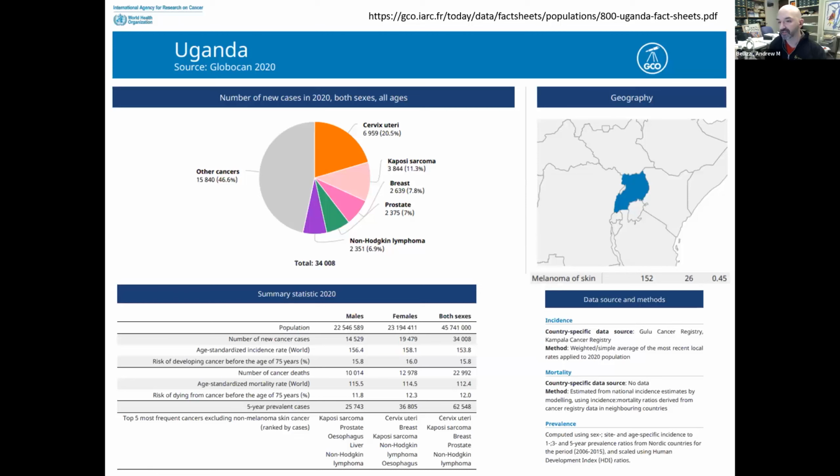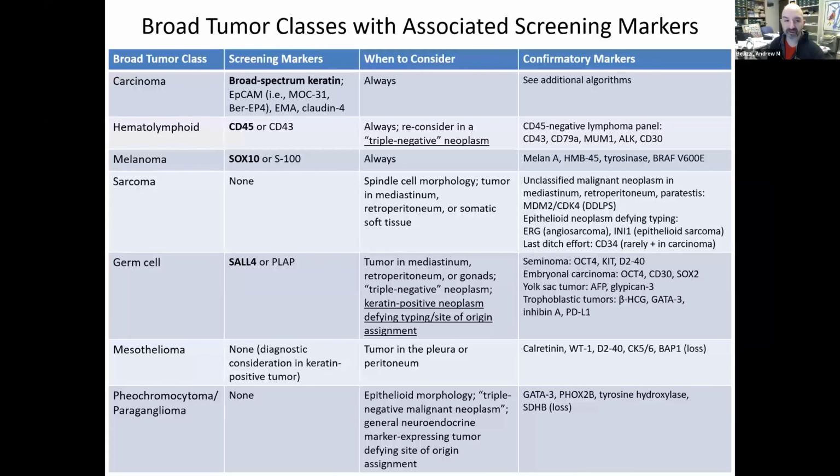One thing that I stumbled upon when I was digging in the weeds, and it's not surprising: in the States, 6% of malignant neoplasms are cutaneous melanomas, and in Uganda, it's only 0.45% of malignant neoplasms. So melanoma is very, very high on my tumor of uncertain lineage differential, and it probably should be much lower on your tumor of uncertain lineage differential.